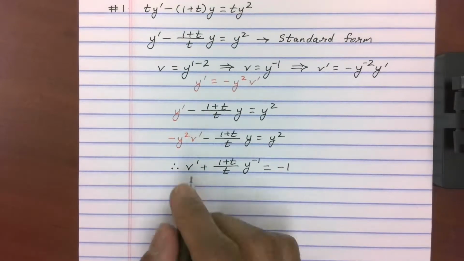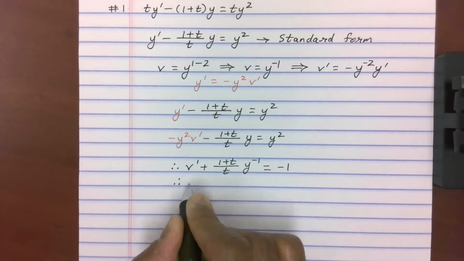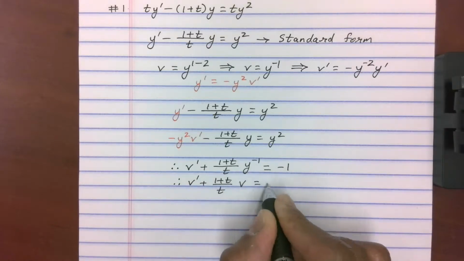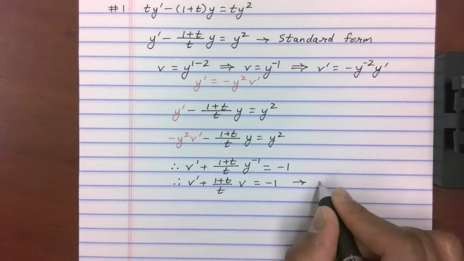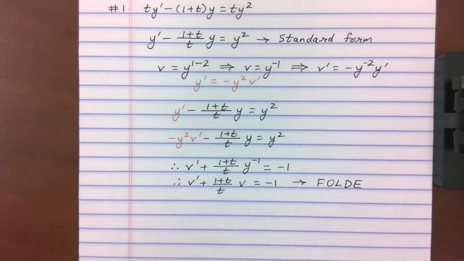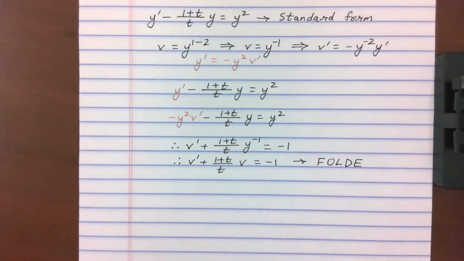And therefore, we get V prime plus (1 plus t) over t times V is equal to negative 1, and this is the first order linear differential equation, which I have abbreviated as FOLDE. Also notice that this differential equation is not separable, so we will have to solve this using the method of integrating factor.